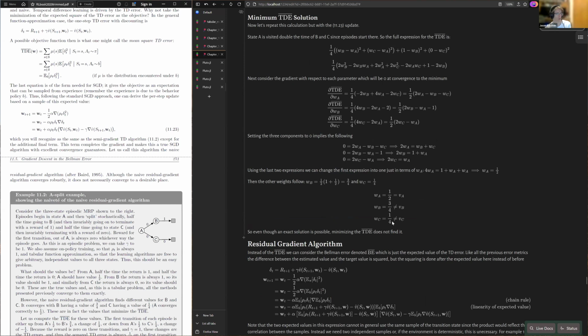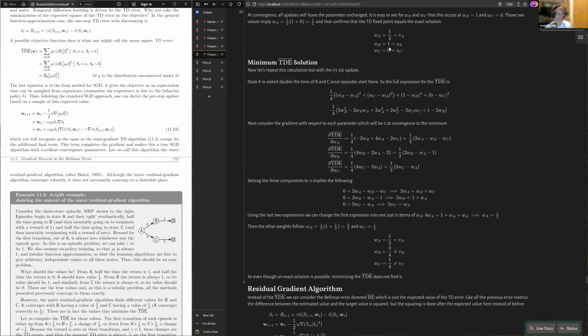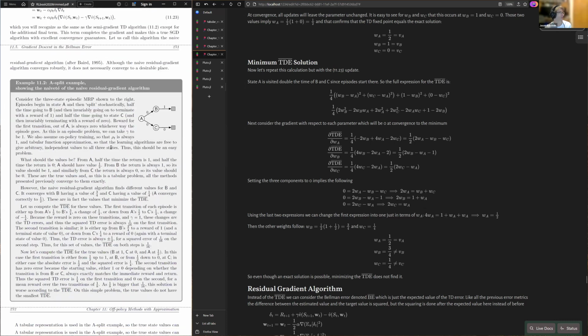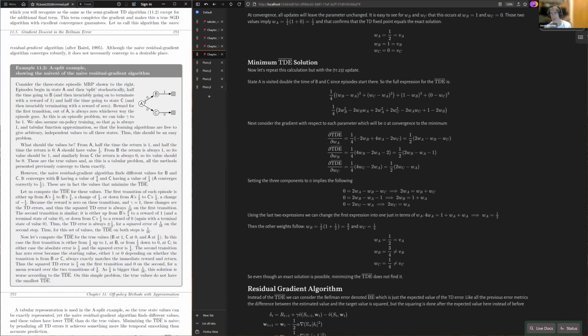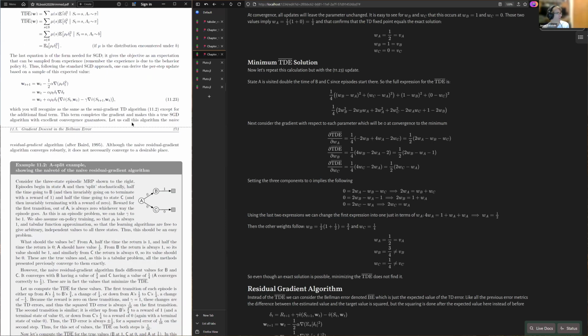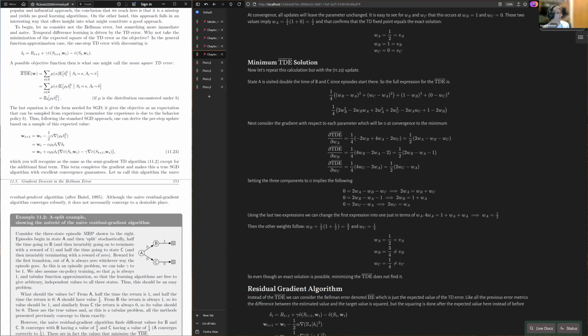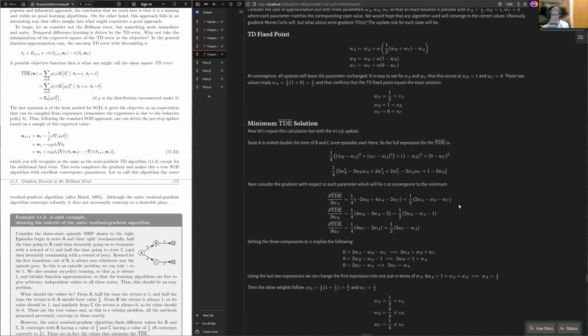So apparently the solution we found minimizing this error is WA is 1/2, WB is 3/4, and WC is 1/4. Instead of WB being 1, this is 1/4 less, and WC being 0, this is 1/4 more. So this is a problem where I have a weight for each state, so an exact solution is possible. But if we try to minimize this error, we end up finding a different solution.